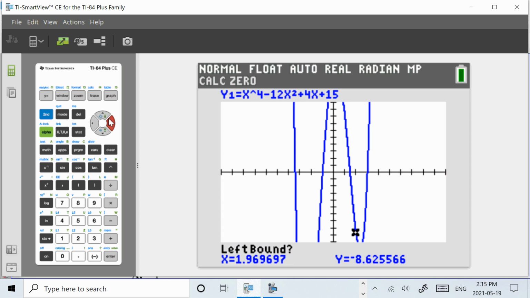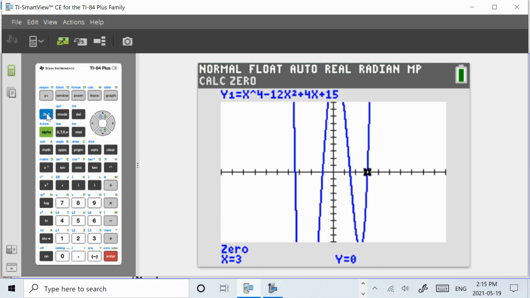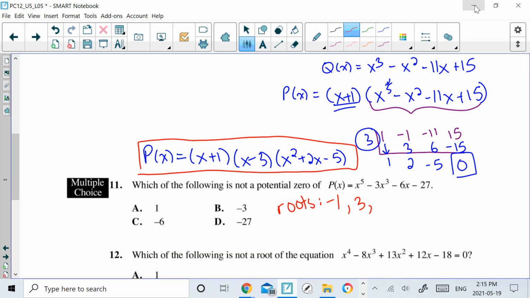So I'm just going to quickly show you this one. If I go left of the 0, and then if I go right of the 0, there's that 3. When I check this one, it's not going to give me a whole number. Enter, enter, enter. So this 0 is 1.449. I'm just going to write that down.